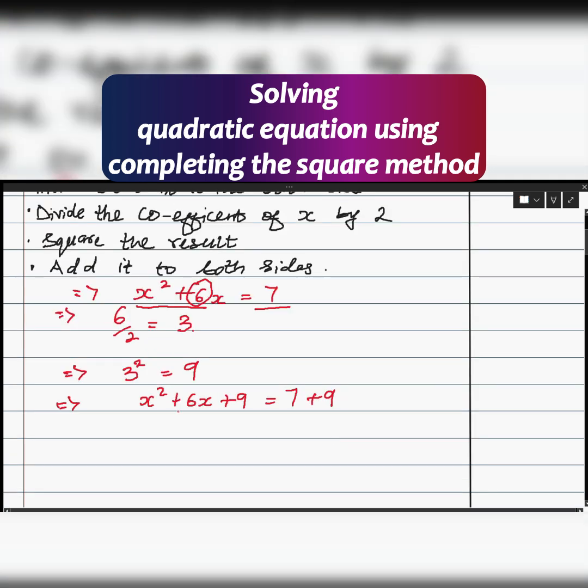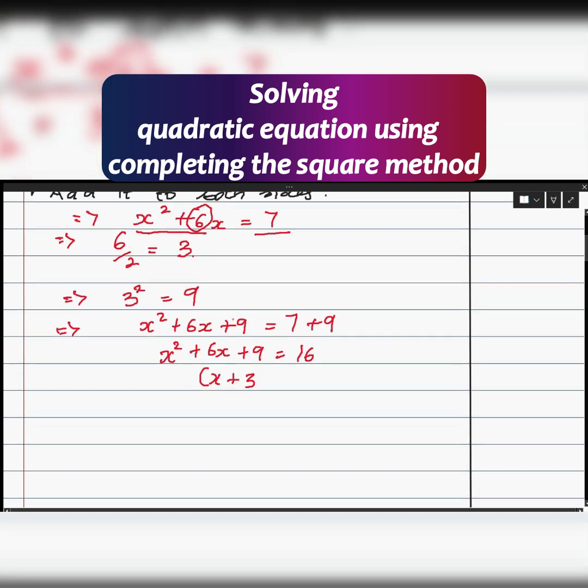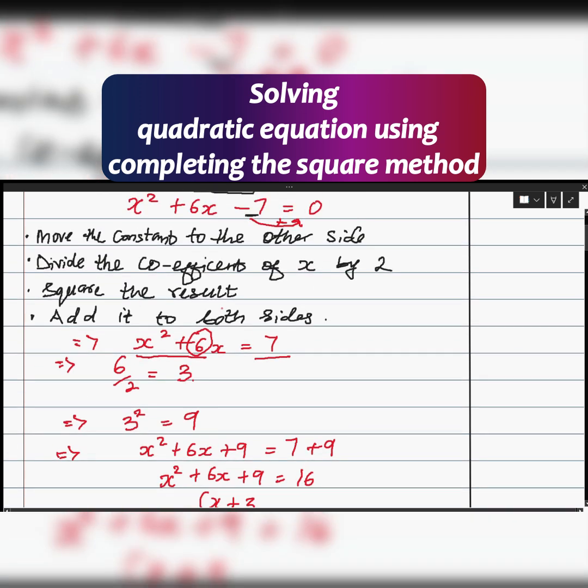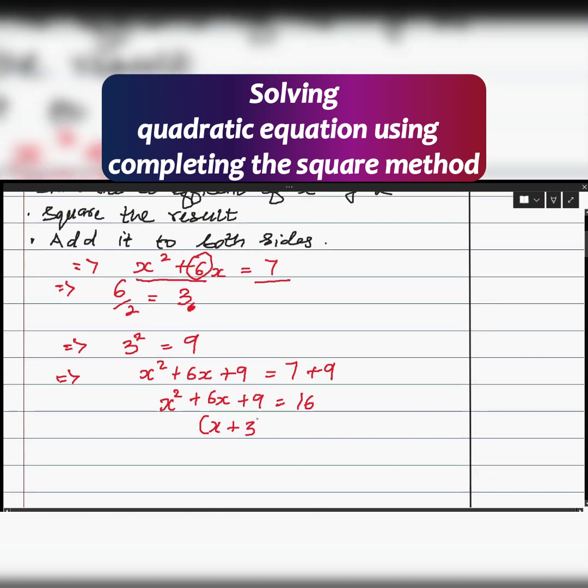Now then I can solve the quadratic equation. I have x squared plus 6x plus 9 equals 7 plus 9, which gives me 16. Then from here, if I factorize this one, I will have x plus 3. If you don't know where the 3 is coming from, you can just check from where you divided the coefficient of x, which is 3 here. So that's where we have 3.